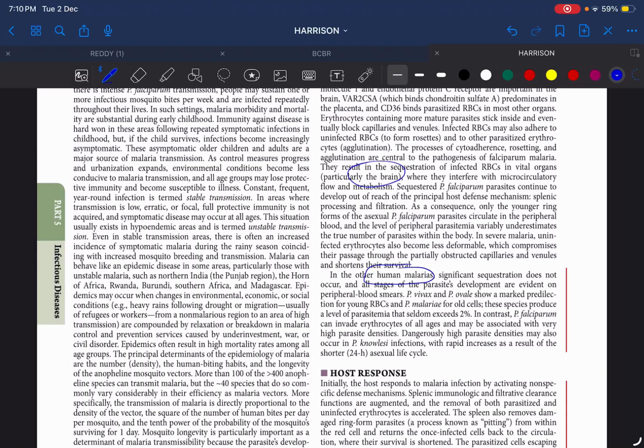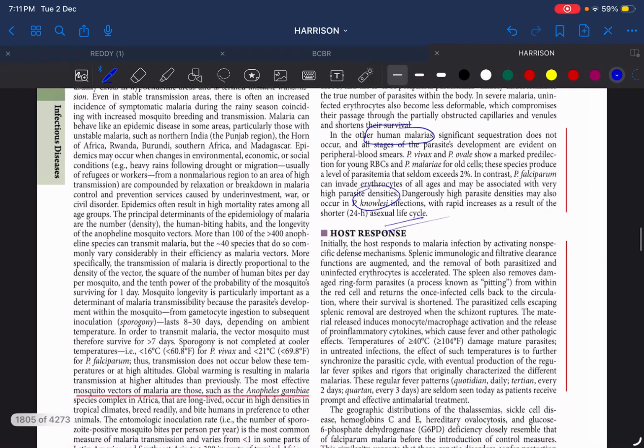And as I told you, with Plasmodium knowlesi there will be high parasite densities within 24 hours itself. That is why I told you the erythrocytic time frame for Plasmodium knowlesi is just a 24-hour asexual life cycle. Coming to the host response. Initially, what will our body do? It will activate some non-specific defense mechanisms. The spleen removes the damaged ring-stage parasites through a process called pitting.